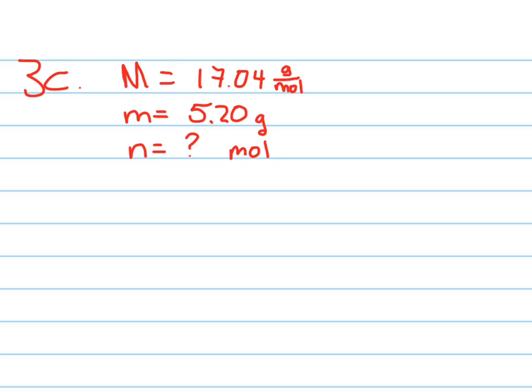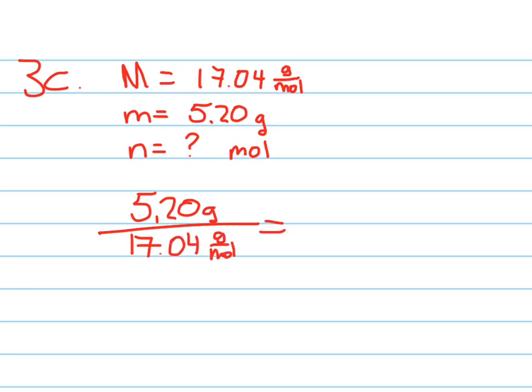And now we're going to figure out the number of moles of ammonia in 5.20 grams of ammonia. And we've already calculated the molar mass at 17.04 grams per mole. So we take our 5.20 grams and we divide it by 17.04 grams per mole. And we end up with an answer of 0.305 moles.